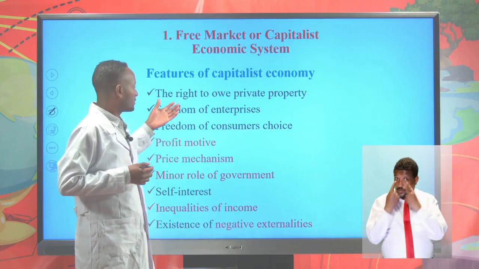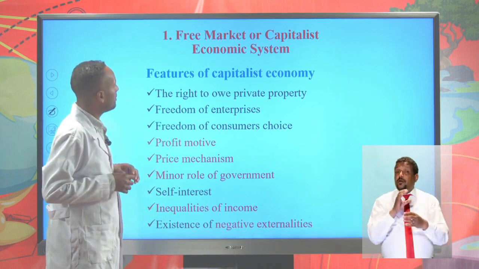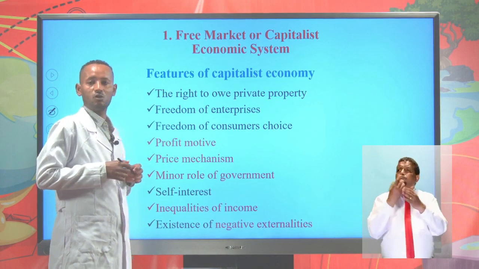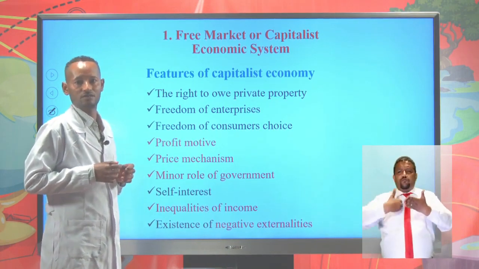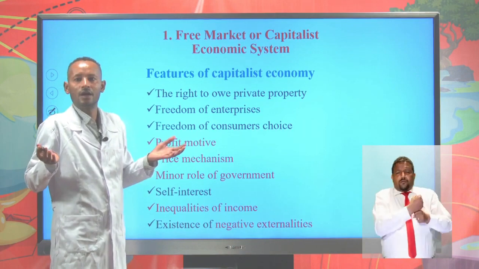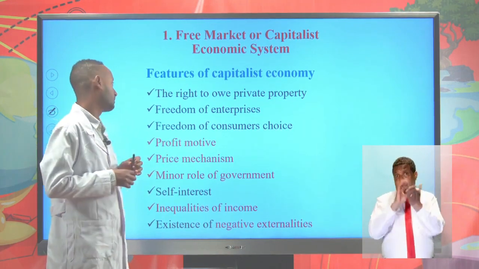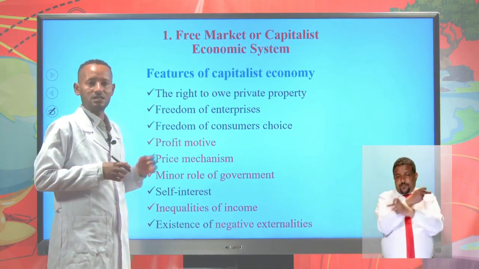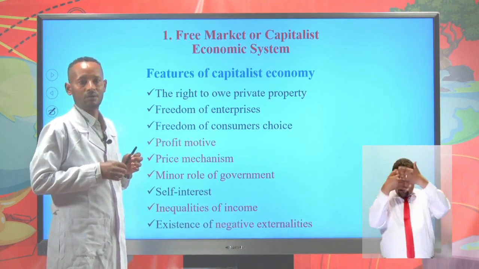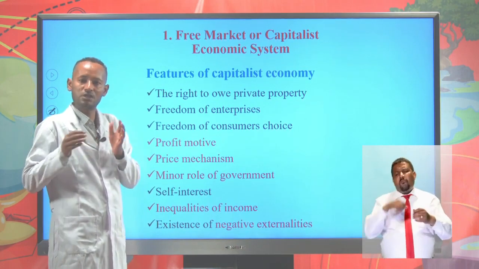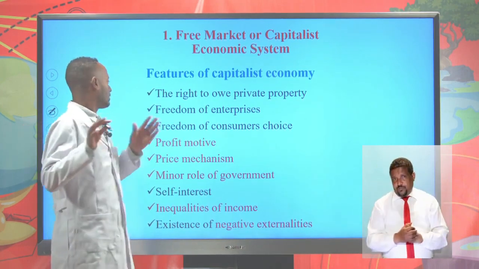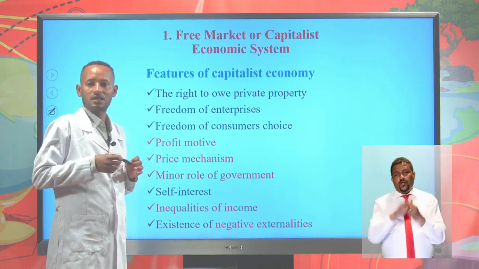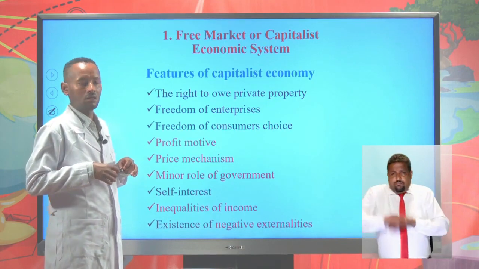When we see the features or characteristics of the free market or capitalist economic system, first, there is the right to own private property. Individuals have the right to accumulate wealth. There is no ceiling in the free market or capitalist economic system. The other one is freedom of enterprise. There is flexibility under this system. Everybody can produce whatever he wants to produce. The other feature is freedom of consumers' choice. That means consumers can buy whatever they want to buy.